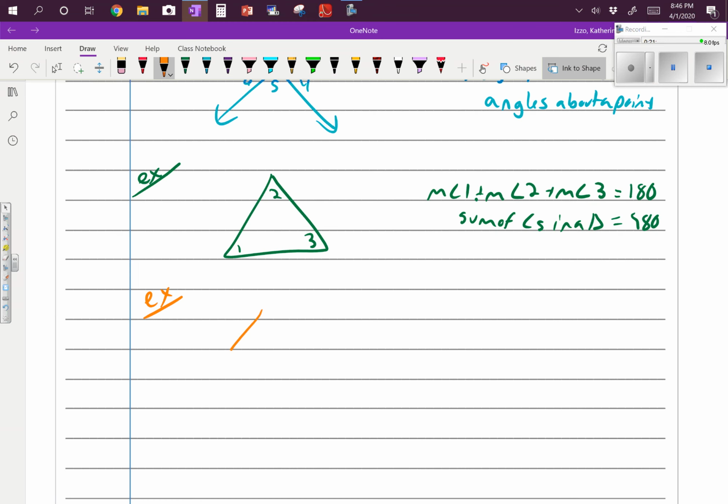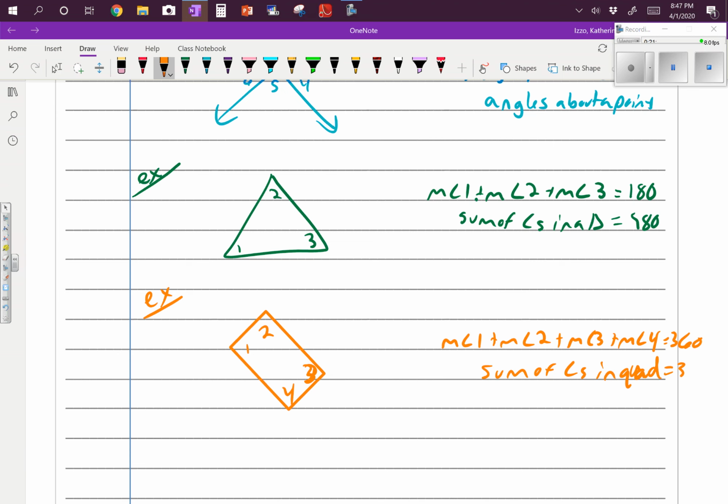If we have a quadrilateral of some manner, 1, 2, 3, 4. Sorry, 1, 2, 3, 4. Measure angle 1 plus measure angle 2 plus measure angle 3 plus measure angle 4 has to equal 360 because the sum of angles in a quadrilateral equal 360.